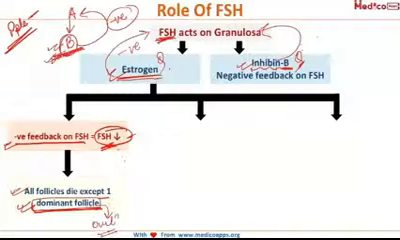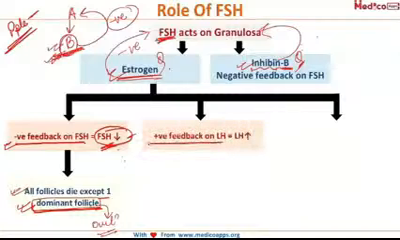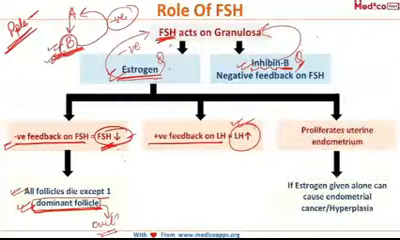Now apart from this, estrogen has a negative feedback action on FSH and a positive feedback action on LH, thereby causing an increase of the LH levels. Then it has another very important function: on the uterine endometrium, it causes proliferation.